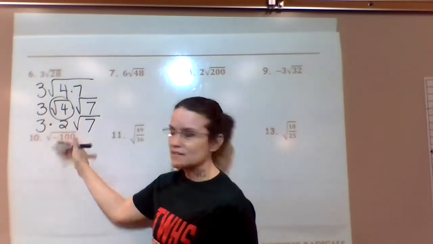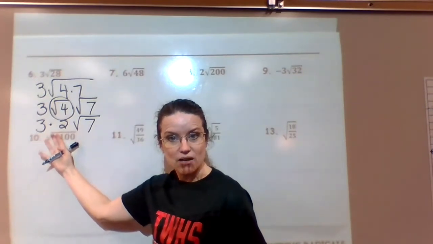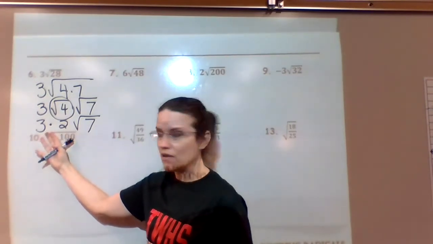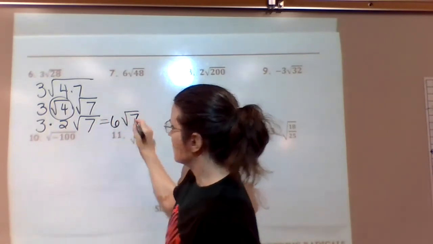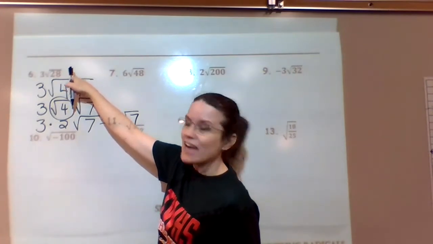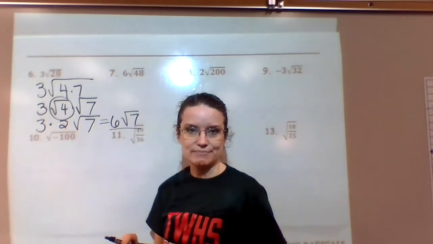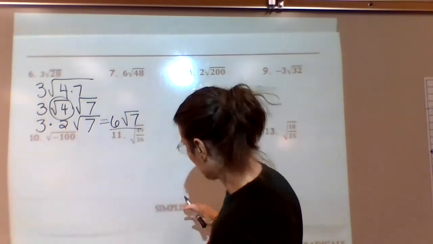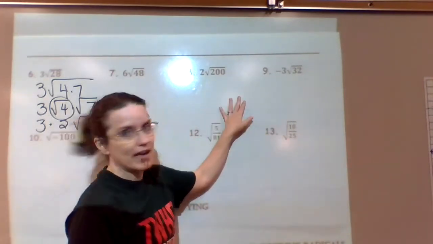Now to finish this, let's combine our like terms. I have these two pretty numbers now. I can go ahead and multiply those. 3 times 2 equals 6 times the square root of 7. So 3 times the square root of 28 actually simplifies down to 6 times the square root of 7. Who knew, right? And so you can come over here and any one of these, see if you can simplify them.